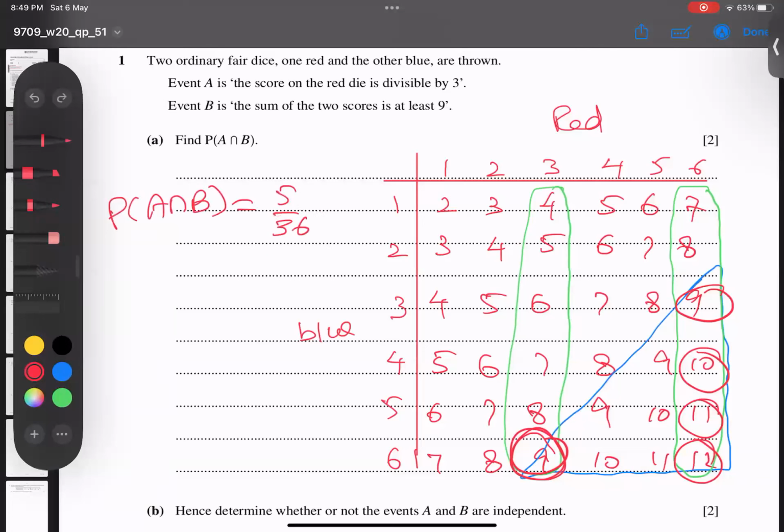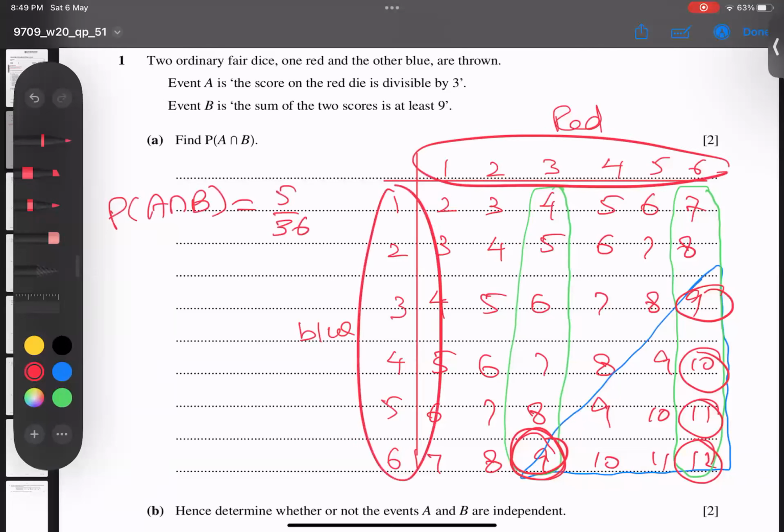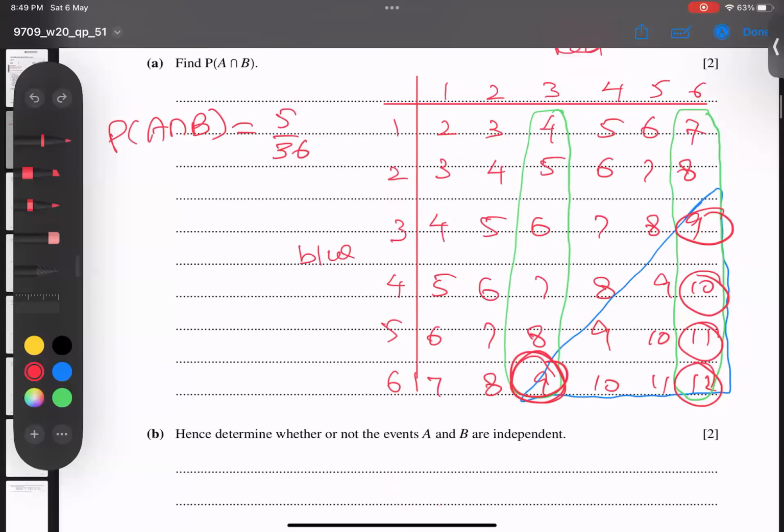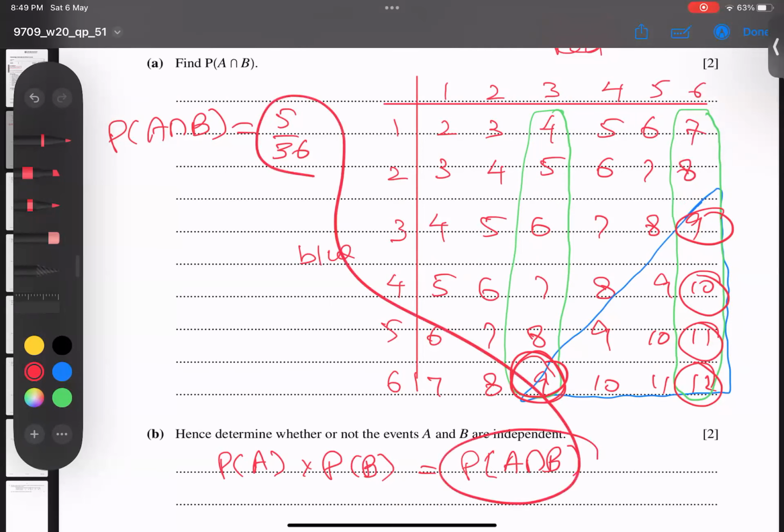The 36 is because 6 times 6 gives 36 total results. So I believe this part is very clear. Now he's saying determine whether the events A and B are independent or not. What is the formula we have, students? Probability of A times the probability of B. If this answer is equal to the probability of A intersection B, then we can say they are independent.